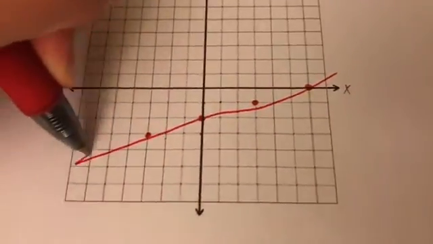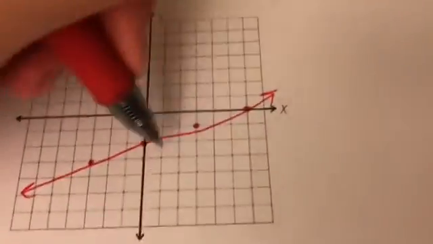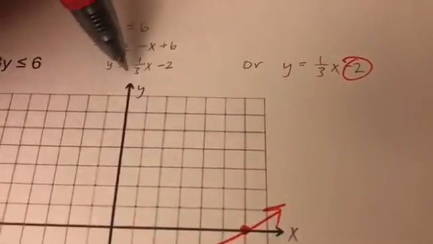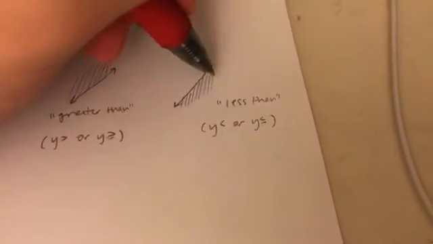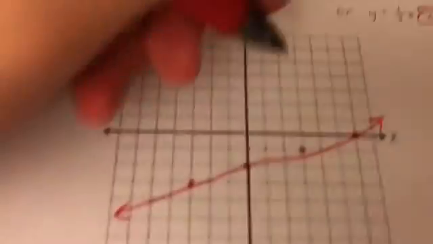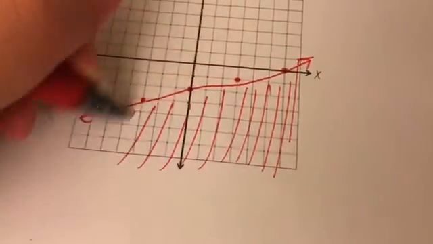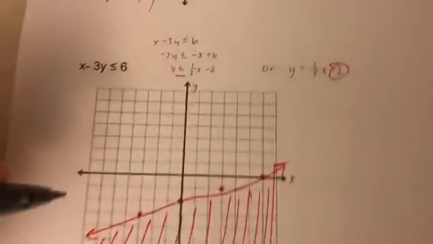So this line. And this one is less than or equal to, right? For this one, that means we have to shade beneath the line. So this is the answer.